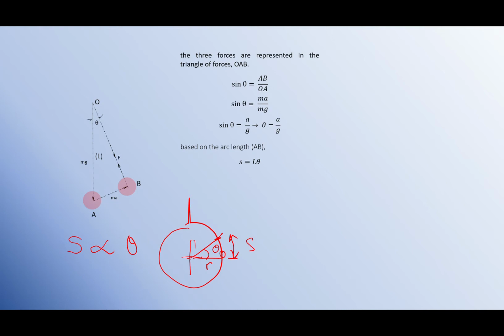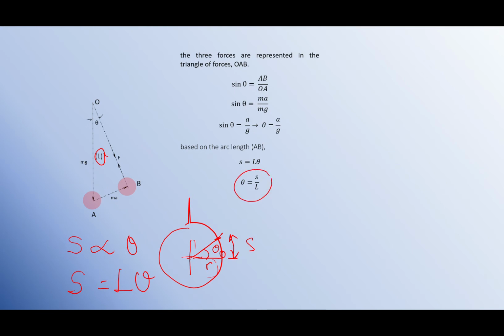So in this case, what we have is the length, L theta. The radius here is replaced by the length L when the bob is moving in a circular arc, that means moving in a circular path. So you have S is equal to L theta. Based on this, we can get theta is equal to S over L. S is the arc length, L is the length of the rod.